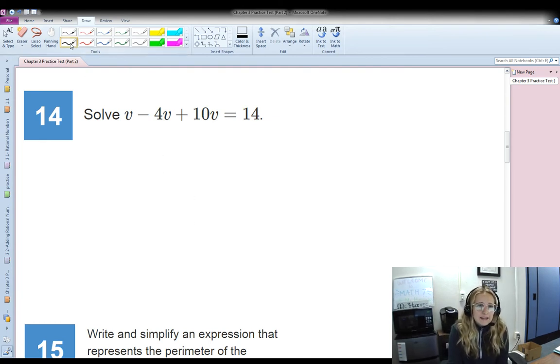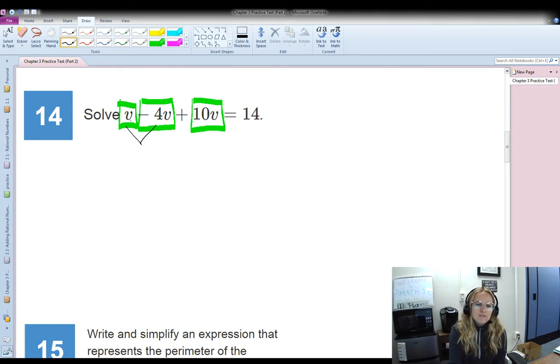Okay, so you should have answered that question. So my hint was that you need to identify like terms. So I see that this is a v, I see that this is a v, and I see that this is a v, okay? Which means I can combine all of those, okay? And I want to do that before I start. So let's just do it one piece at a time so we don't get mixed up.